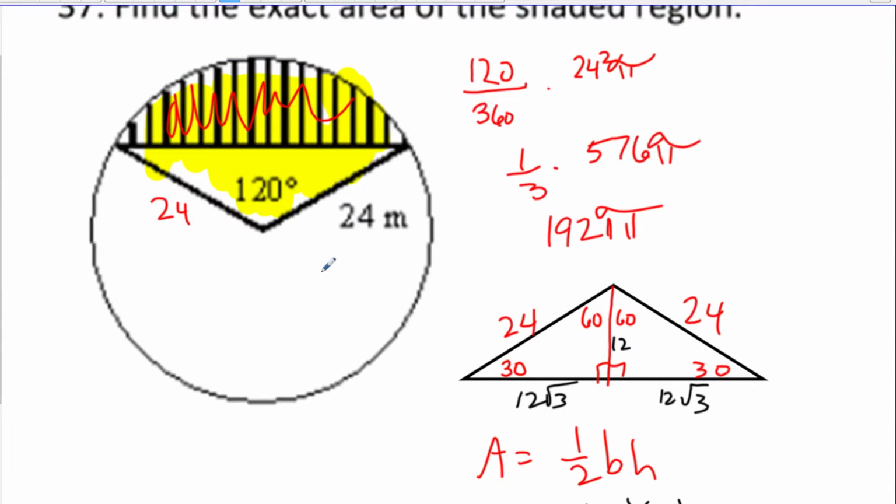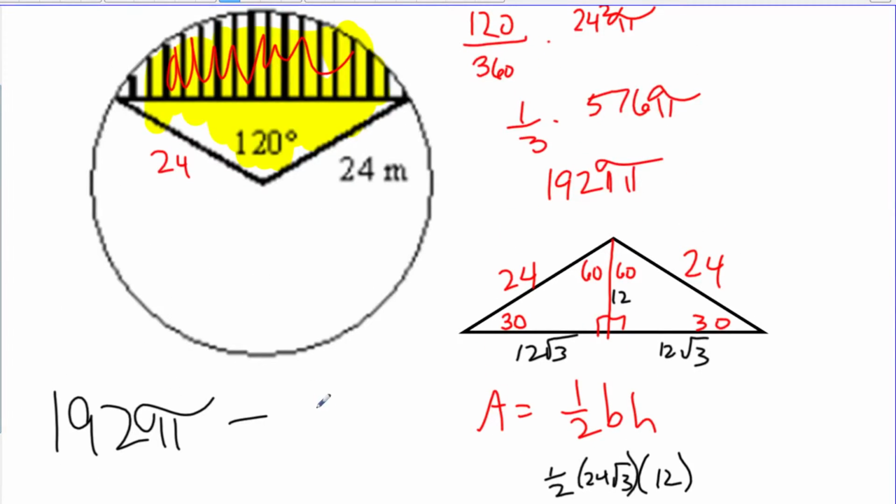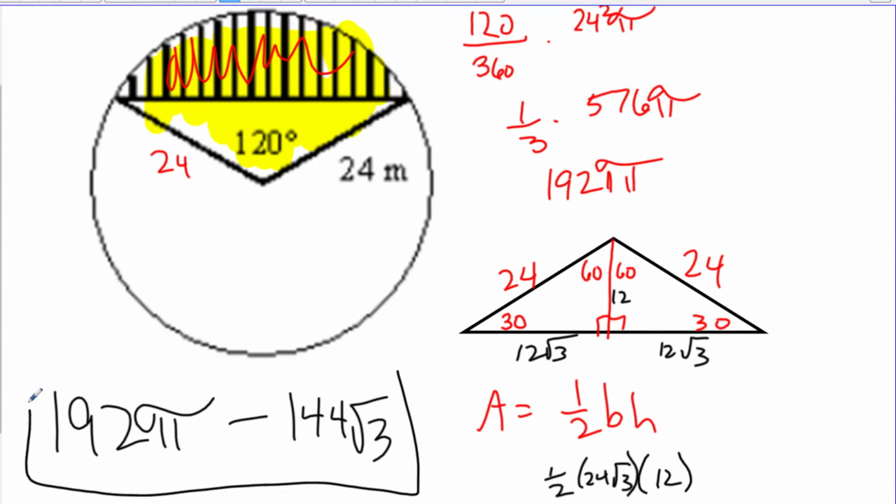I was doing all that work so I could remove it from the 192 pi. So my final answer is 192 pi, the circle, minus the 144 square root of 3 that we got from the triangle. This would be the exact area of the shaded region, which means we're not rounding. We're leaving pi's and radicals in our problem.